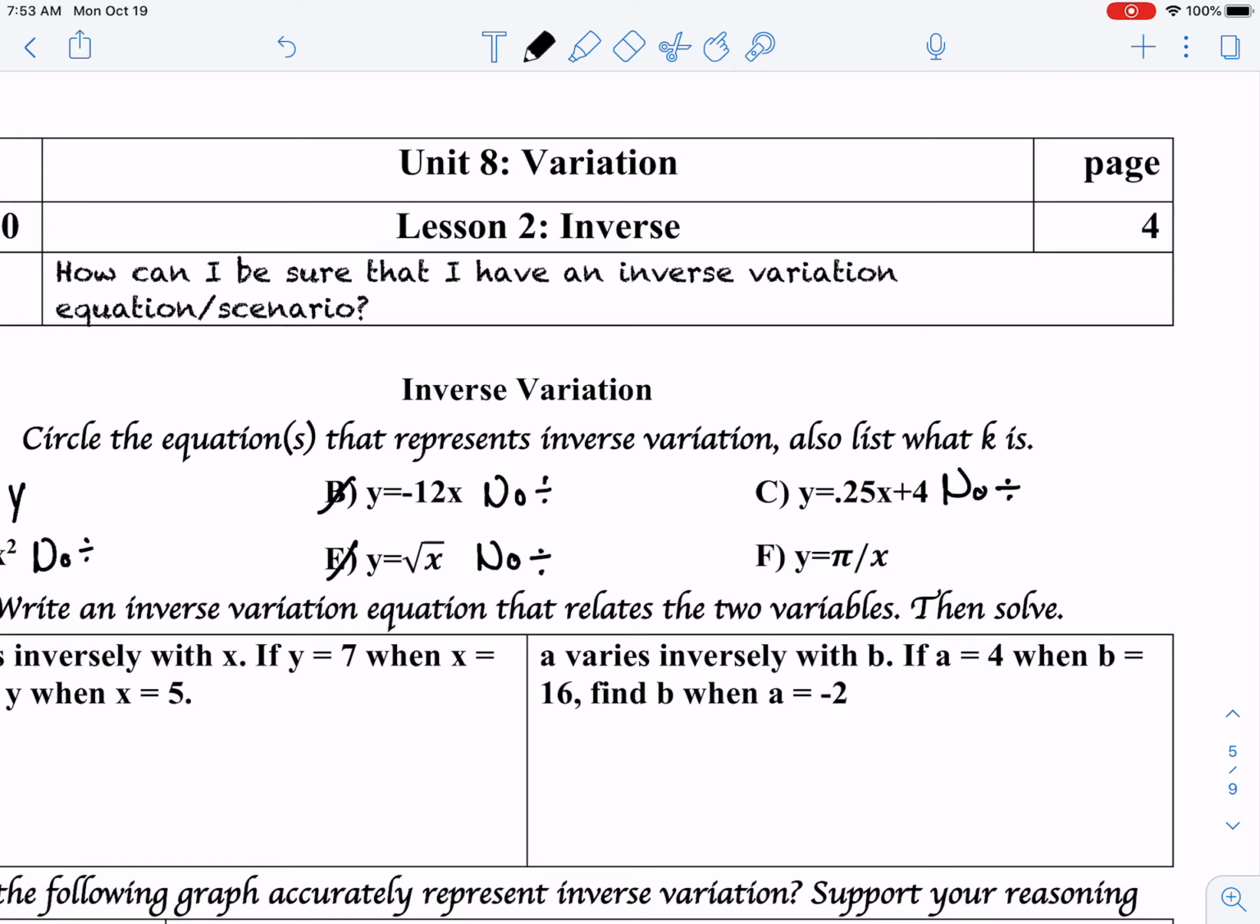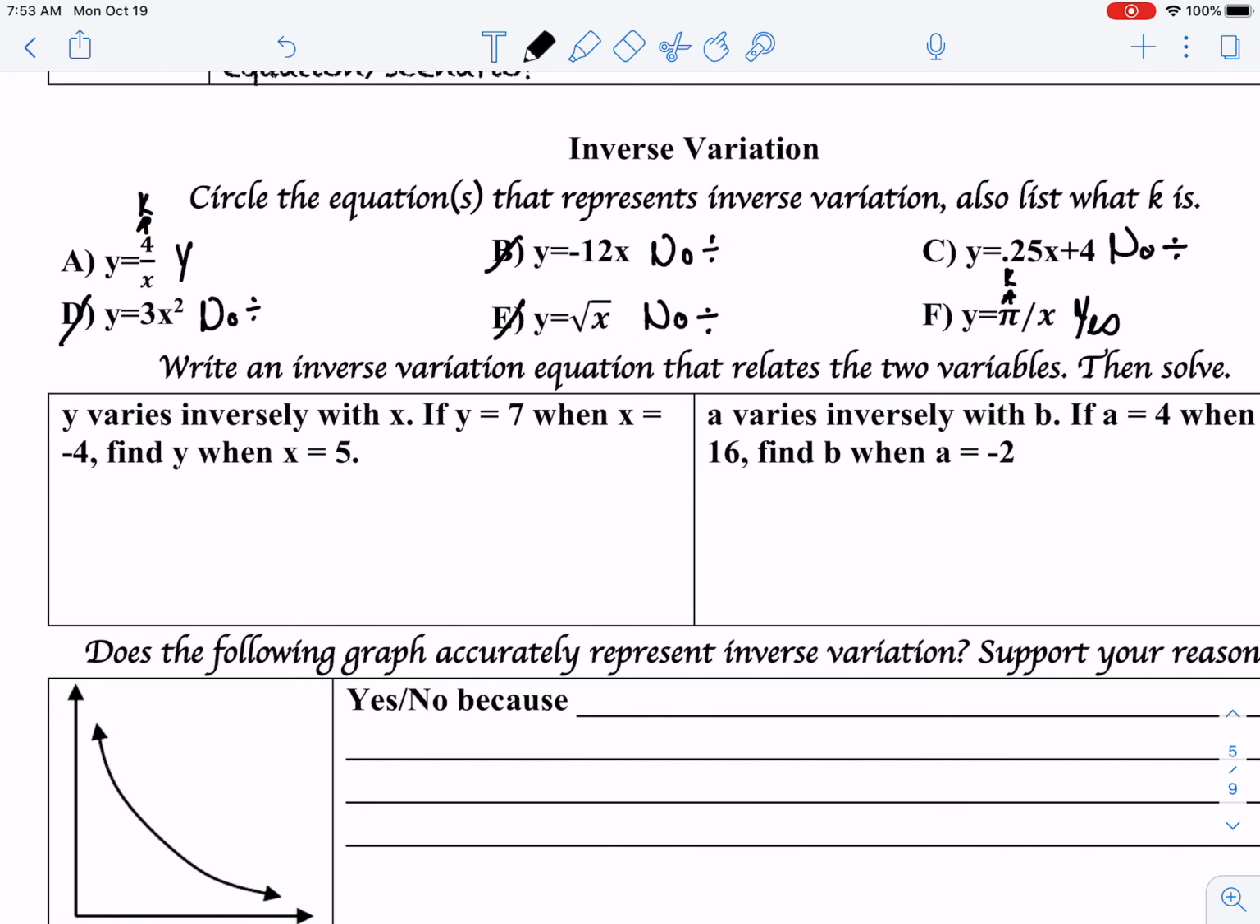F, I see division. Pi, even though it may look like a variable, that's my constant because we know its value is 3.14, and so on. Again, a known value divided by x. So this is yes. All right.